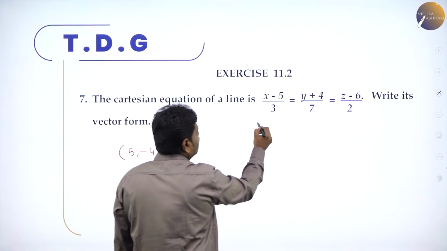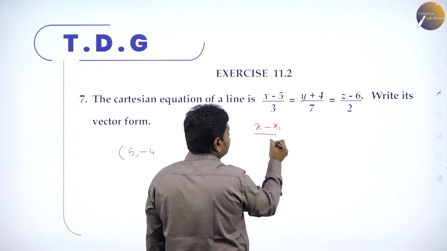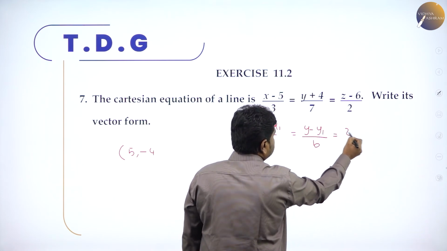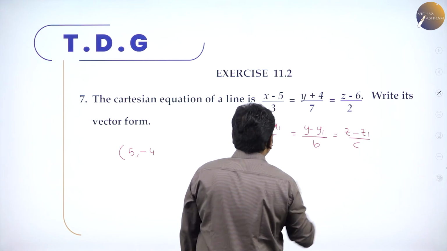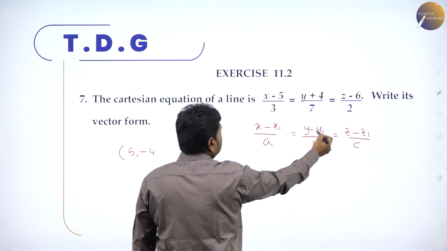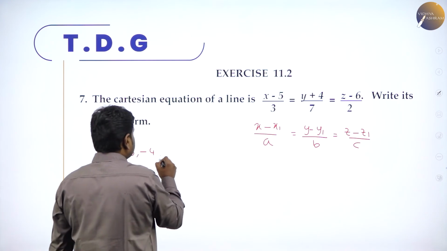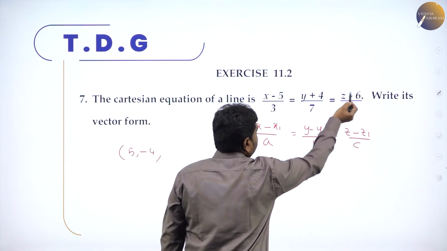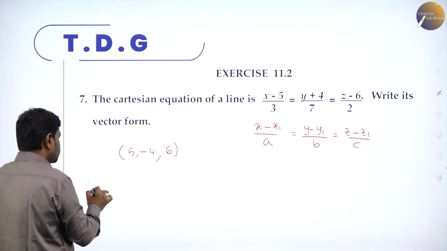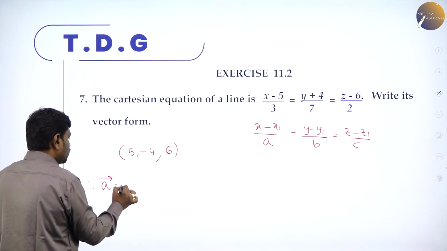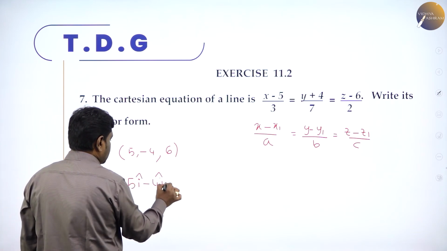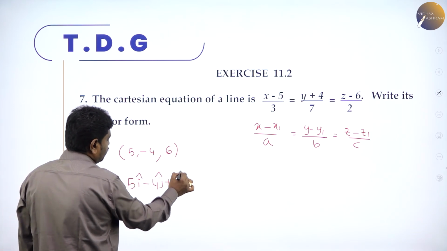Means compare it with standard form. What is standard form? (x minus x1)/a equal to (y minus y1)/b equal to (z minus z1)/c. So now dear students, in the place of minus 5 we have minus x1. So x1 will be 5. Minus y1 is 4, so y1 is minus 4. And minus z1 is minus 6, so z1 is 6. So you got a point on the line. Therefore position vector. What is the position vector? So 5i cap minus 4j cap plus 6k cap. This is the position vector of the point on the line.